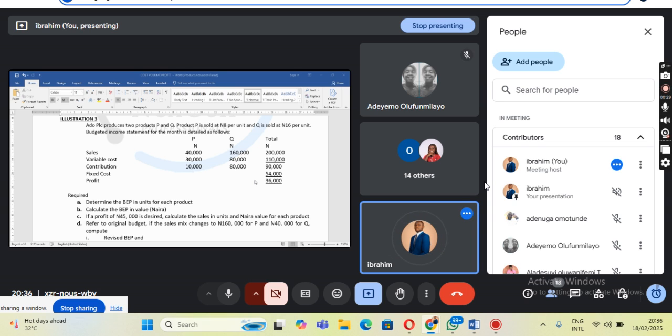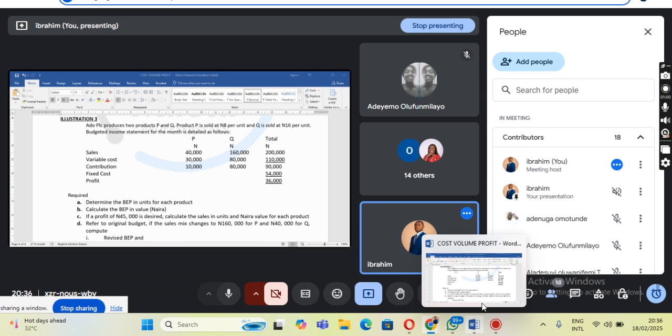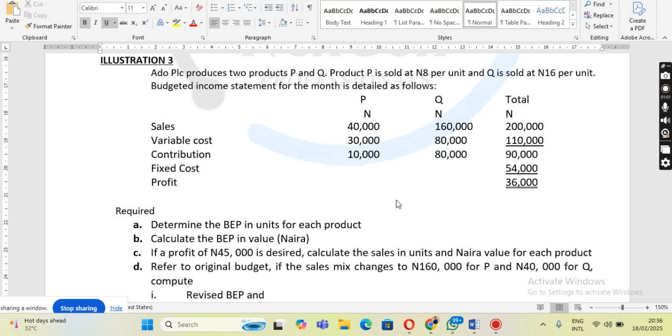So in today's class, we shall be looking at multiple products in CVP, which is the cost volume profit analysis, right? Now, the only difference between the single product and the multiple product is the weighted average. Because whenever you want to get either the sales unit or the sales in value, you have to include the weighted average as well as the mix, right? Now, we will look at that in this particular question.